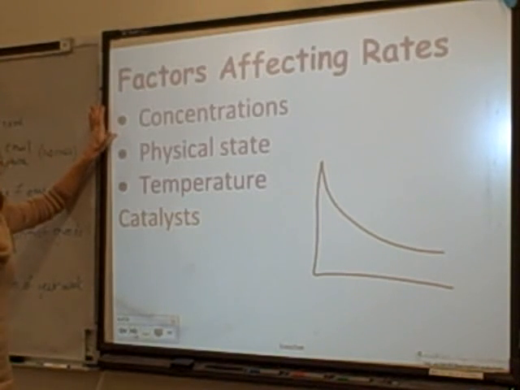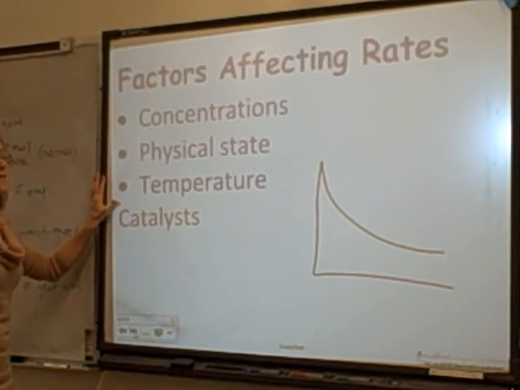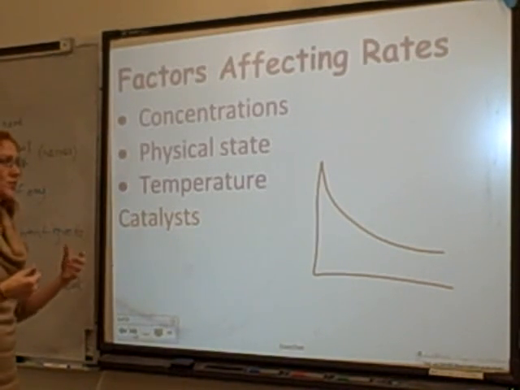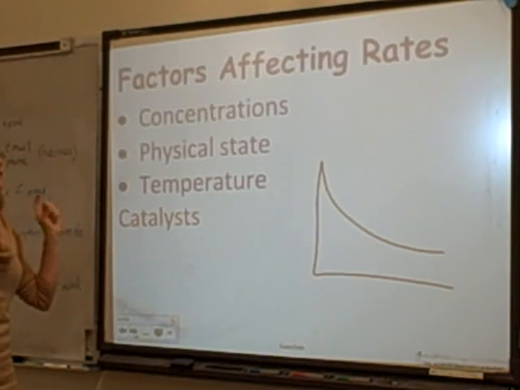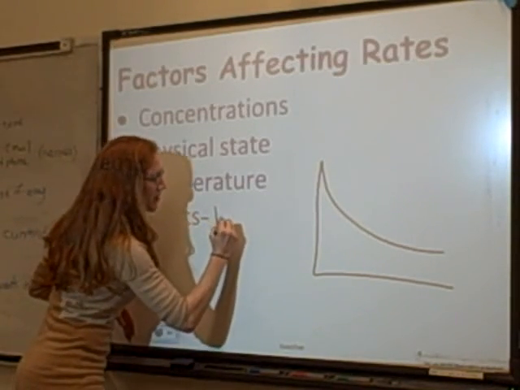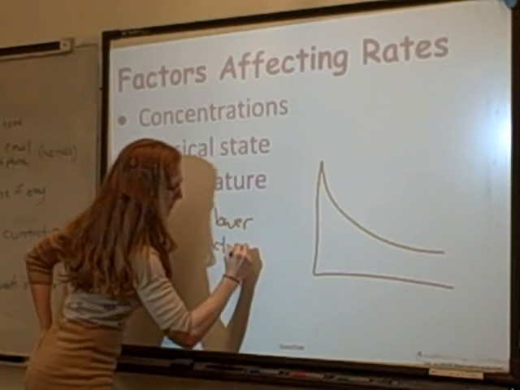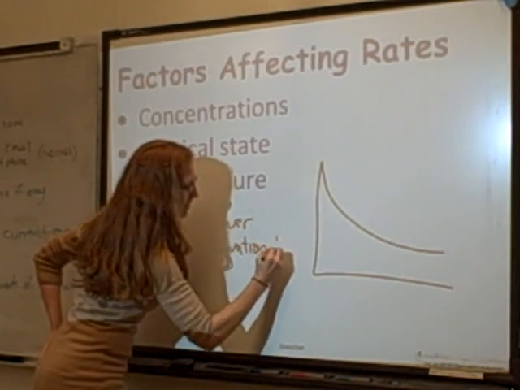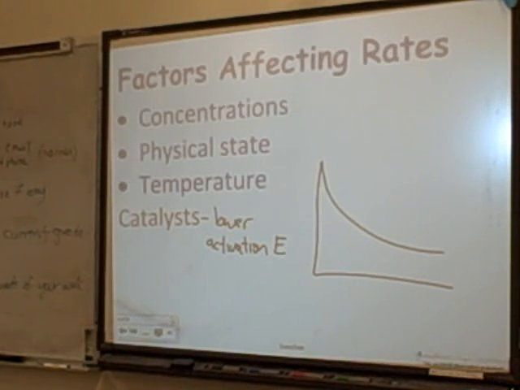If you increase the concentration, rate happens faster. If you increase the surface area by having a gas or a ground up solid, you increase the rate. If you increase the temperature, particles move faster, they collide more often and harder, you increase the rate. If you add a catalyst, you also increase the rate. And it's because if you add a catalyst, you lower the activation energy. You lower activation energy. And it's by providing an alternative pathway, which we'll talk about more.